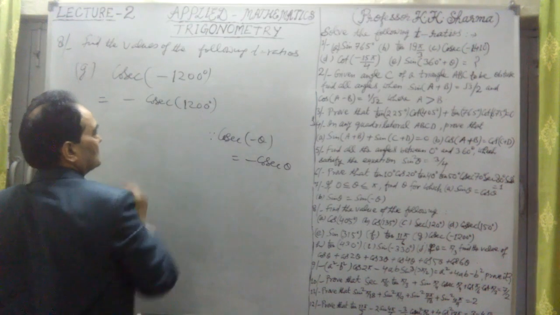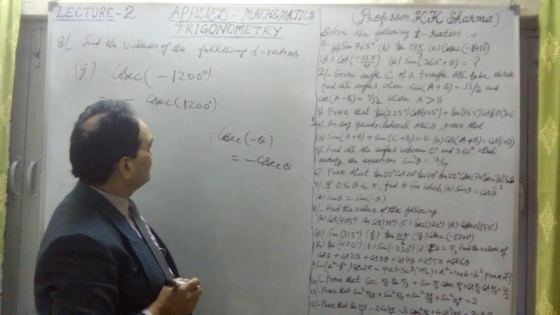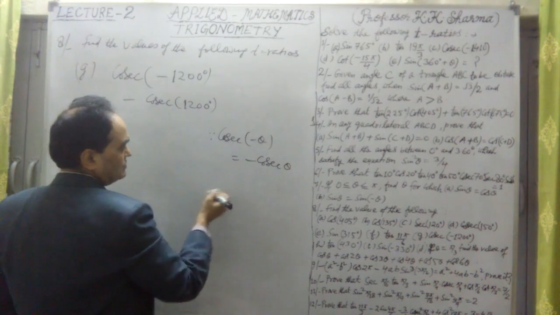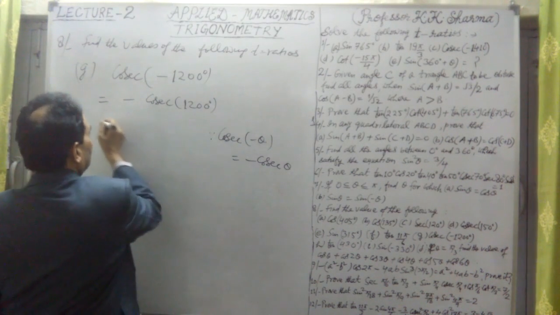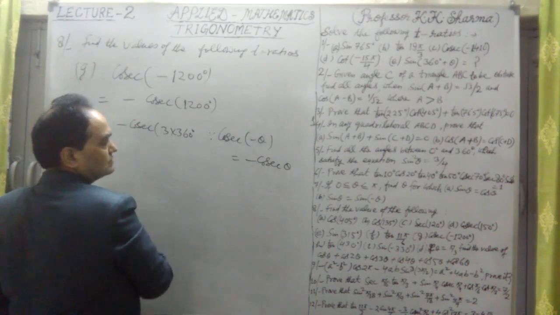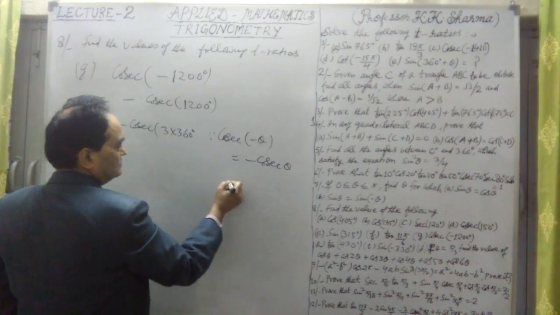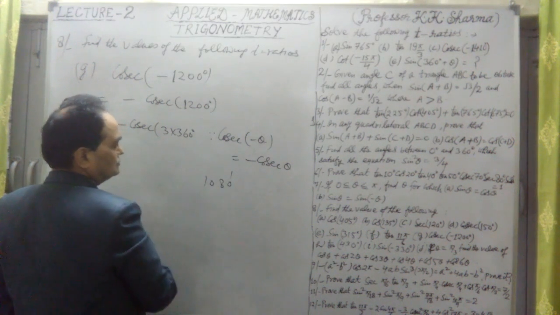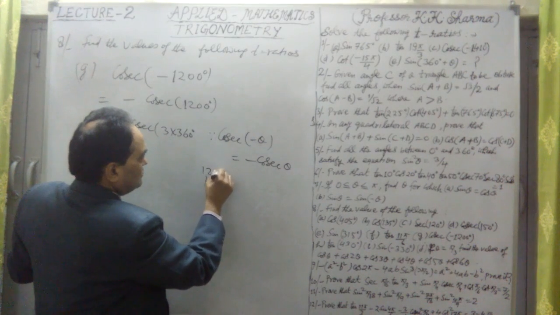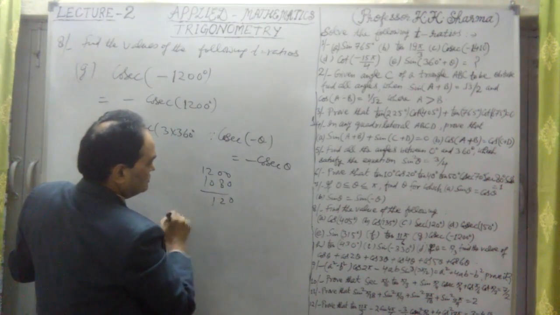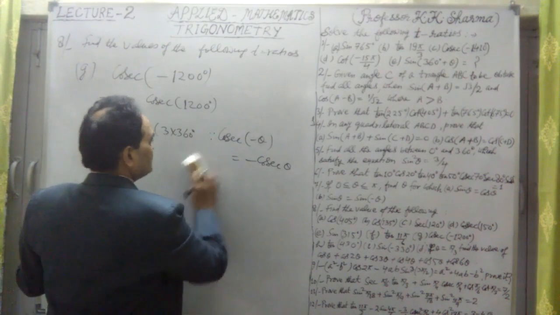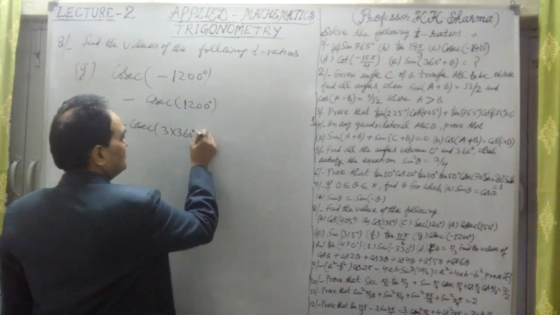Now if I write 1200 degree in terms of 360 degree plus something, it can be written as 3 times, because 4 times will be more than that. So it is 3 times plus something. It will be minus cosec of 3 into 360 degree plus something. 3 into 360 degree is 1080. The leftover value is 120 degree, since 1200 minus 1080 is 120 degree. So we can write it as 3 into 360 degree plus 120 degree.